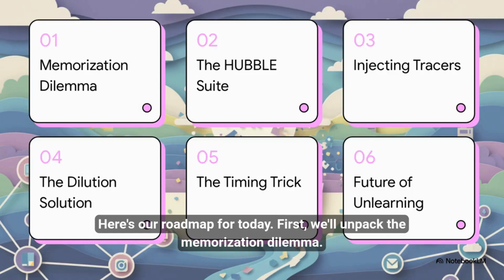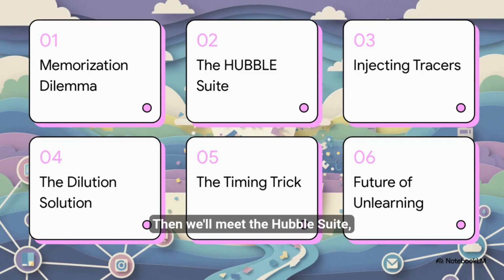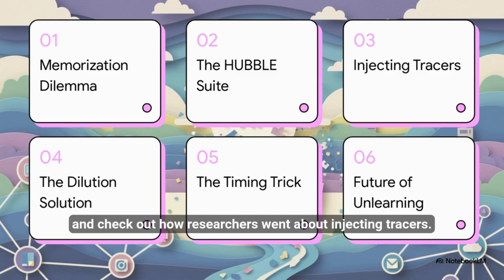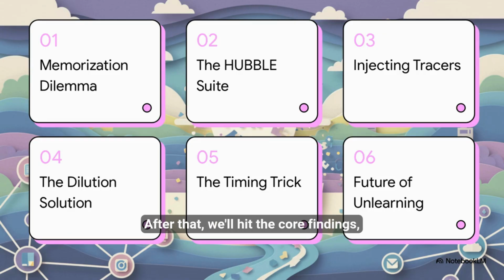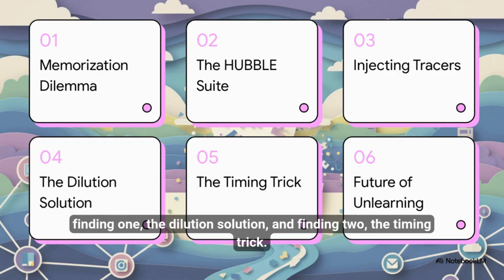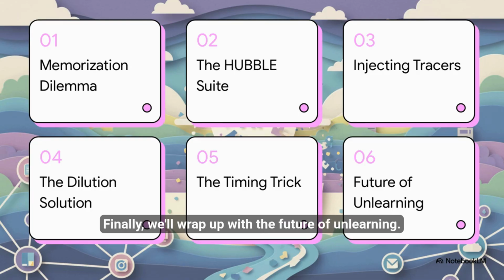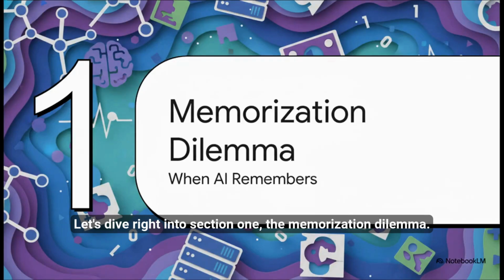Here's our roadmap for today. First, we'll unpack the memorization dilemma. Then we'll meet the HUBBLE Suite and check out how researchers went about injecting tracers. After that, we'll hit the core findings. Finding 1, the dilution solution, and finding 2, the timing trick. Finally, we'll wrap up with the future of unlearning. Let's dive right into Section 1, the memorization dilemma.